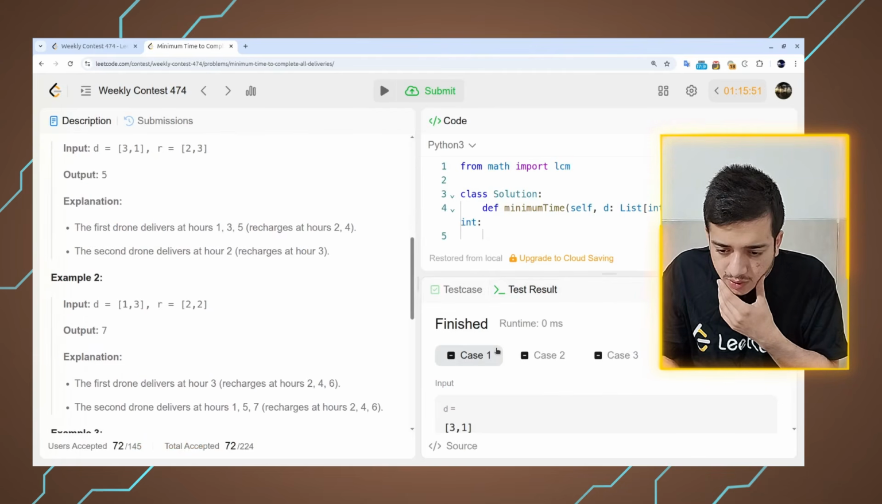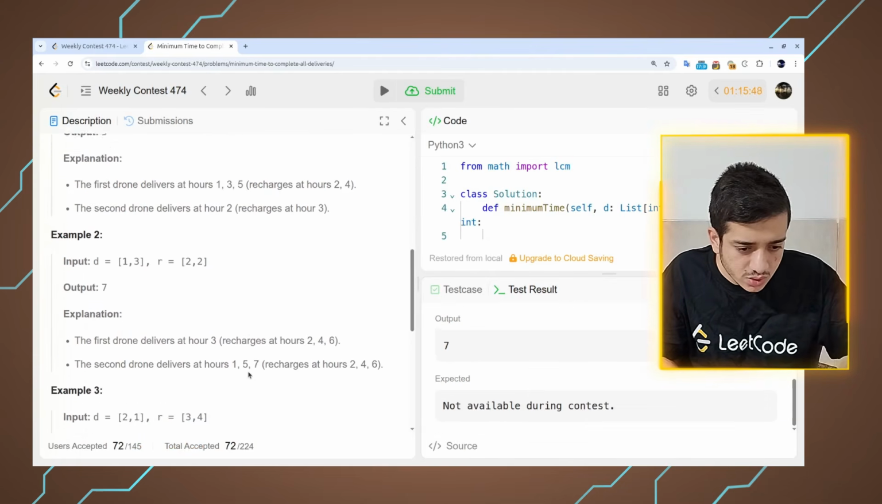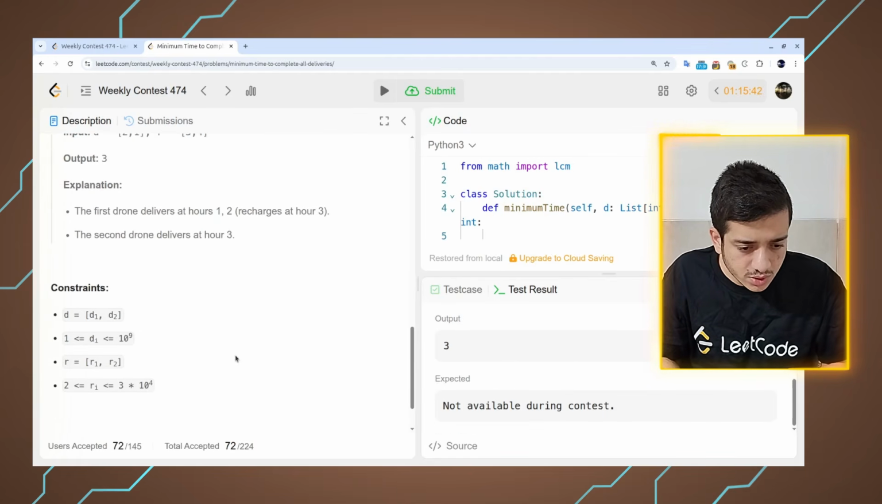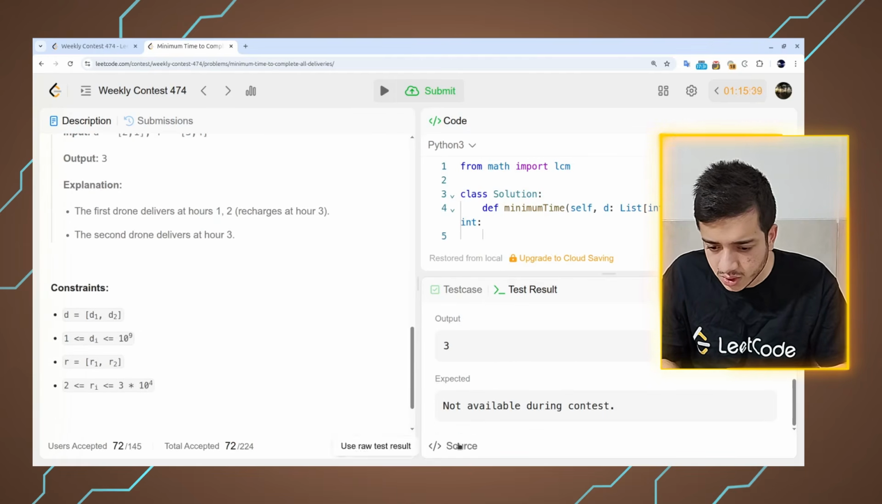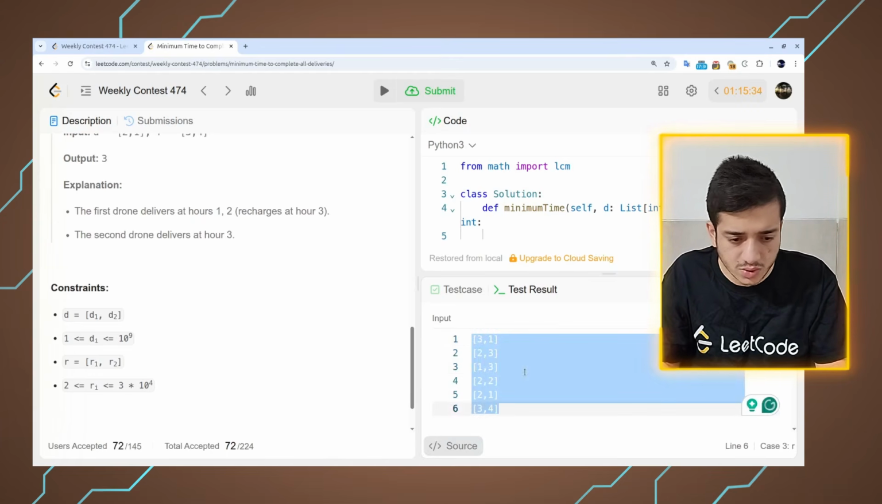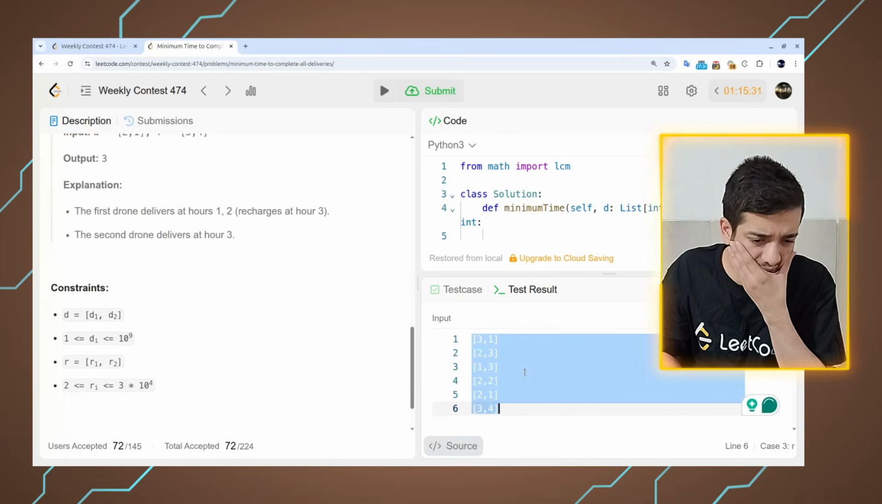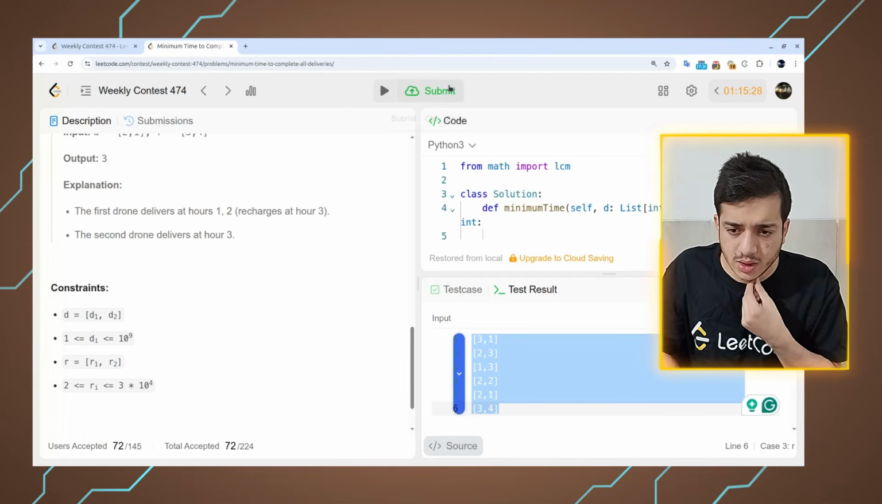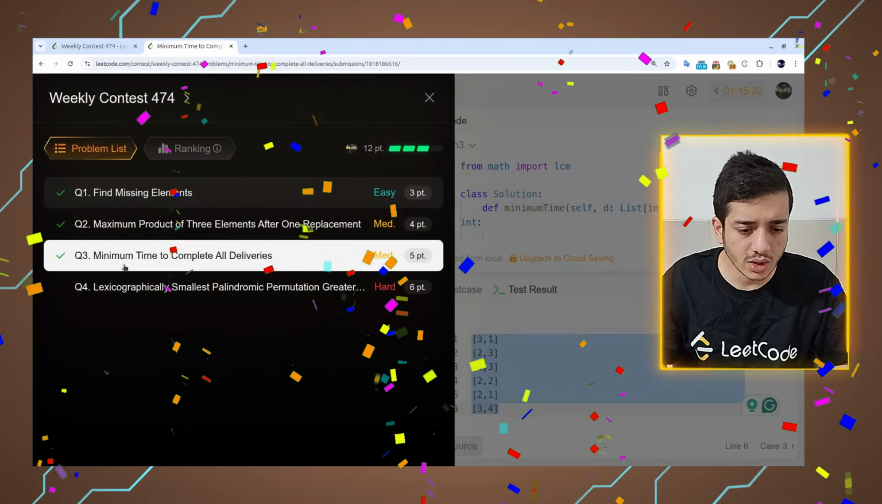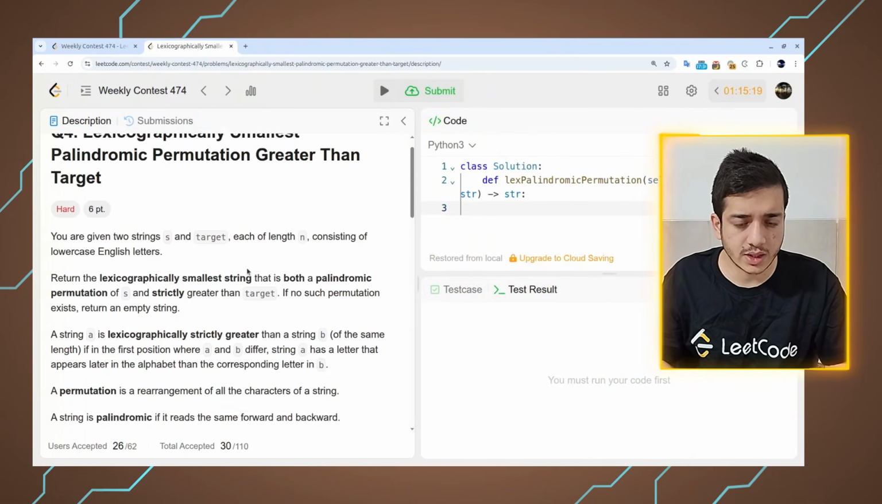Output 5, output 7, output 3. Seems good. Let's run with a huge test case. Do we really need to do that? I'll say, let's submit. Okay, we got another AC. Let's proceed to the last problem.